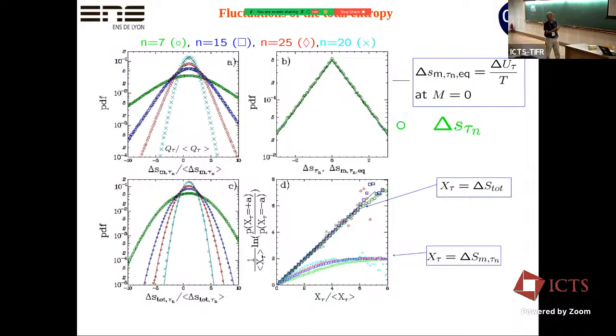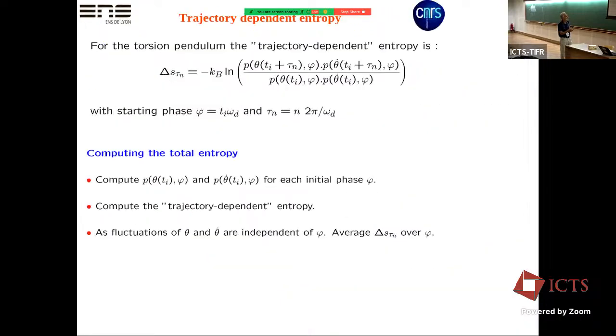You have already seen these probability distributions of the heat with the strong exponential tails, as I explained the other day, okay? This is the delta U, the fluctuations of the PDF, okay? Which turns out to be equal to the trajectory dependent entropy. Indeed, this can be easily understood if you look at this, because this is a quadratic function. The probability is just a quadratic function of theta and of the velocity.